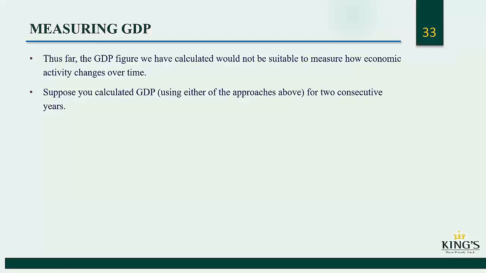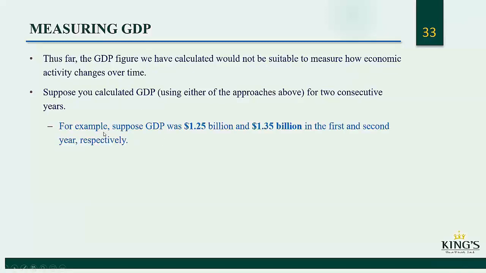and that in year 2, their GDP was 1.3. Can you say for sure that in year 2, there is a higher level of economic activity? So I'll open that up to the floor. And what do you guys think? Yeah, you're on the right track, Zuru.